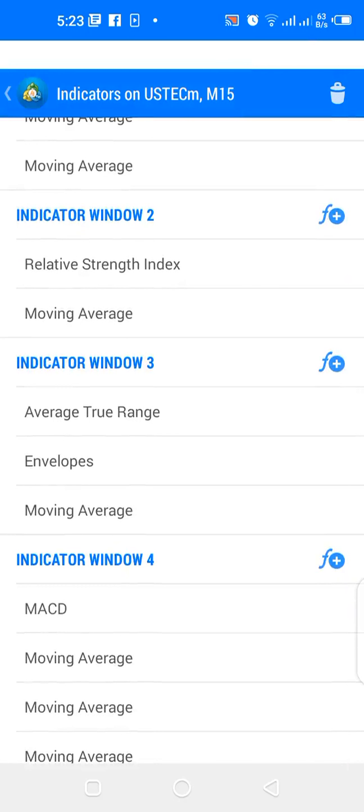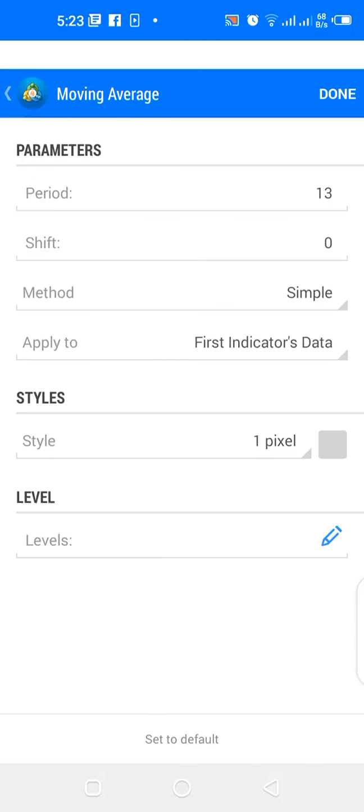Okay, still on indicator window 3, we have moving average. Period is 13. Shift is 0. Method is simple. Apply to first indicators data. And the color is gray.